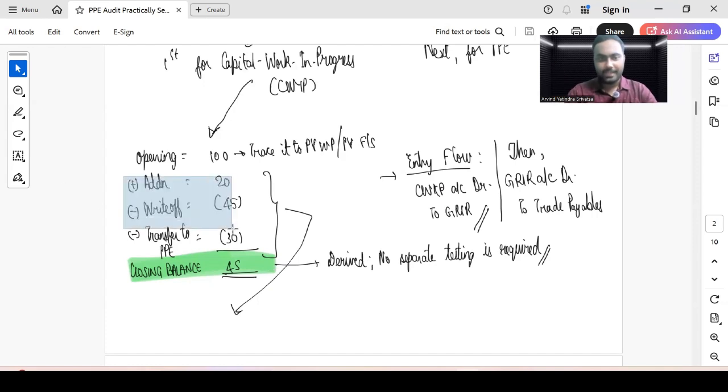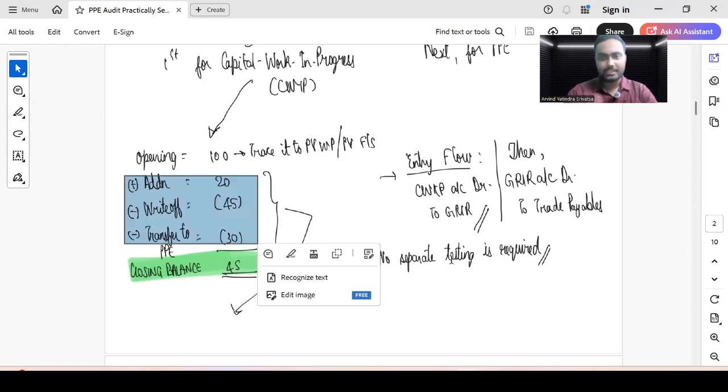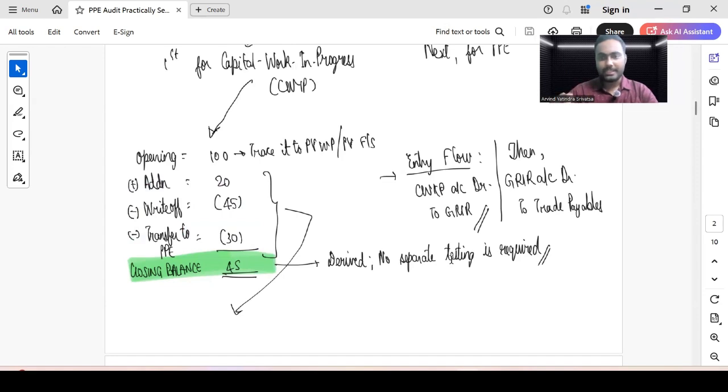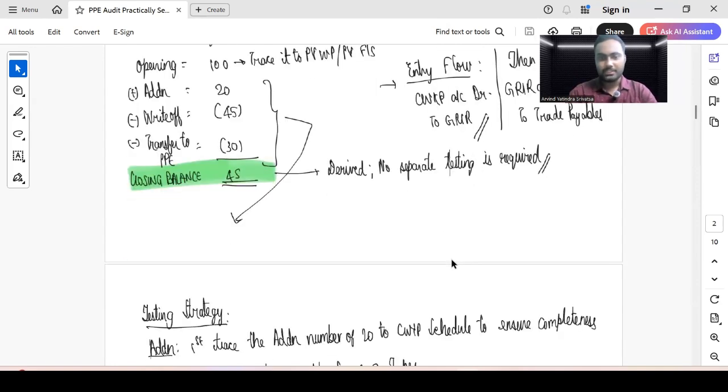For addition, write-off, and transfer, I told you that I'll be explaining the testing strategy now. Your closing balance is basically a derived balance. Since you have already tested everything that is leading you to the closing balance, you don't need to do a separate testing for your closing balance. I hope you understood this, guys.